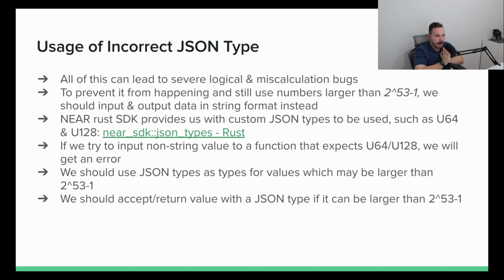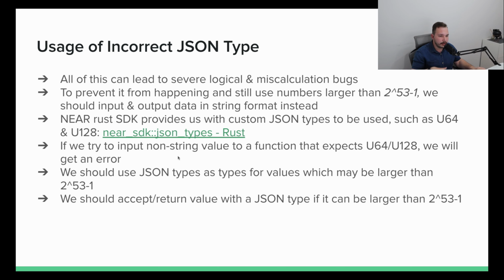So to prevent this from happening and still use numbers larger than 2 to the power of 53 minus 1, aka max safe integer, we should input and output data in a string format. We should not accept a regular format, but actually accept a stringified format, meaning that the argument should not accept just a regular unsigned integer, but should accept the JSON type unsigned integer. So not u128, the small u, but actually large U128.